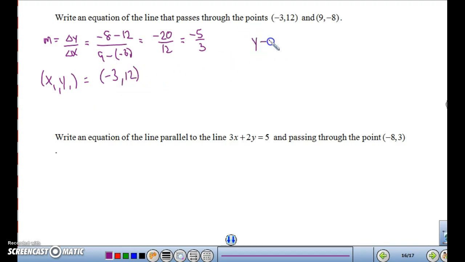I would take them, plug them in the formula, y minus y1 equals m times x minus x1. Let's plug it in and see if it works. Y minus 12 equals -5/3 times x minus negative 3. See if you can solve that for y to figure out what the rest of the equation is going to be.